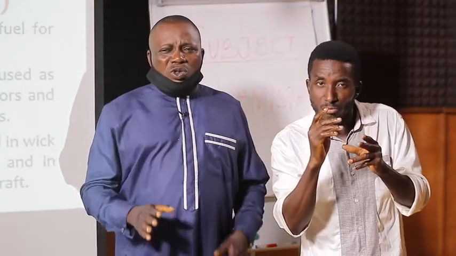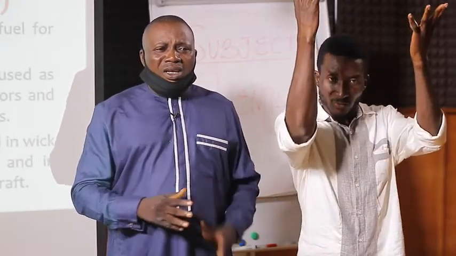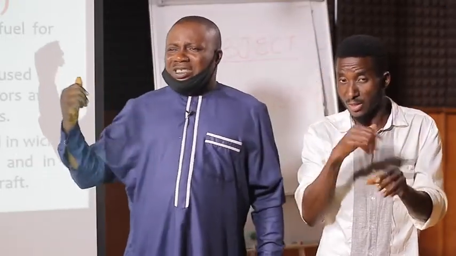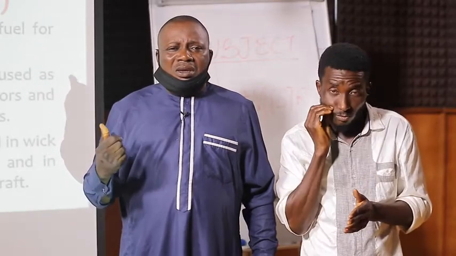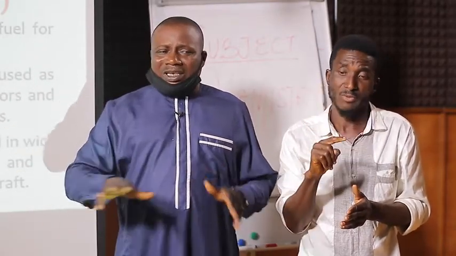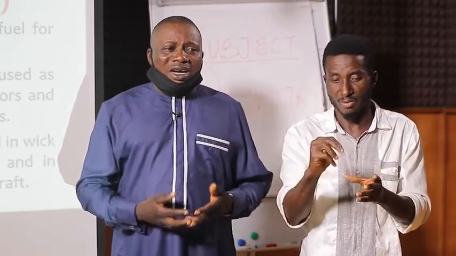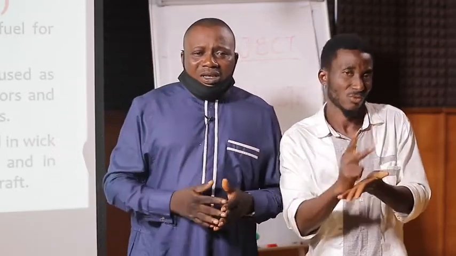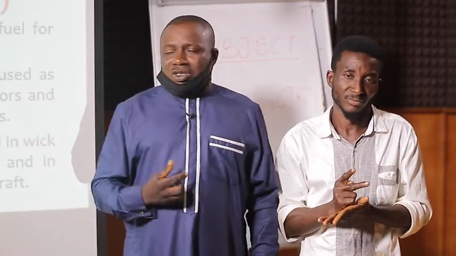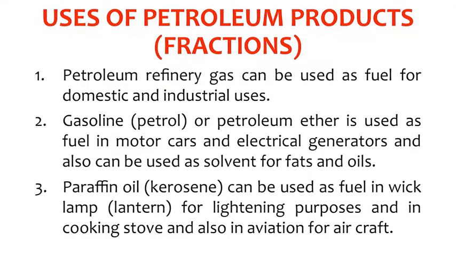That flame of fire is supposed to have been used as an important fuel for domestic and industrial uses. We put it inside our gas cylinders so that we use it as a source of heat in our respective homes and industries. Next, we have the gasoline. We know the use of gasoline, petrol. It is used as a fuel for what? For our automobile engines and our electrical generators, and it can also be used as a solvent.